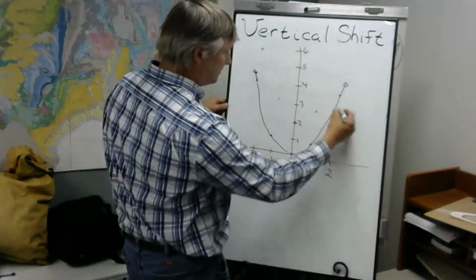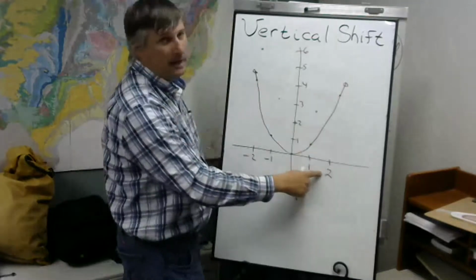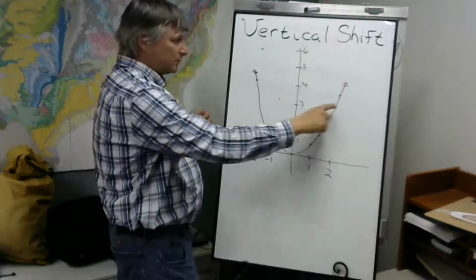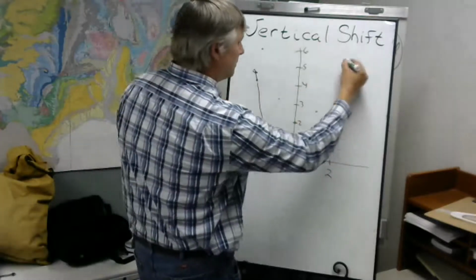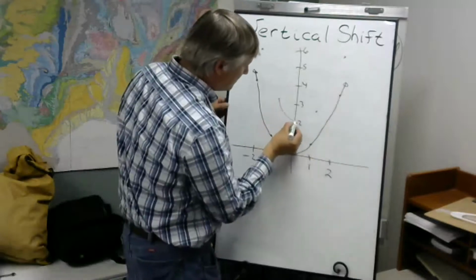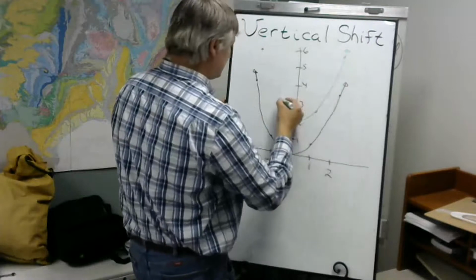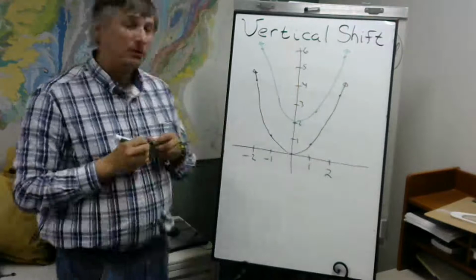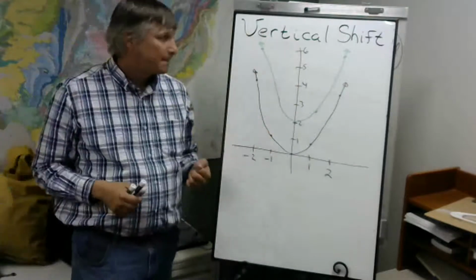Y value of 4 at x equals 2. Again, we don't do anything with the x values. We're just working with the y values. So y value of 4 now becomes 6. And if we connect the dots, that's what we're going to get. Every point is shifted up by 2 units.